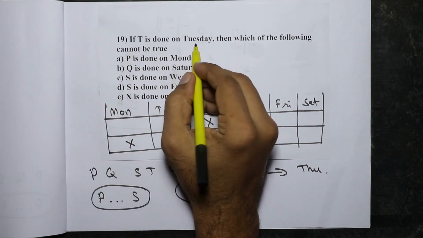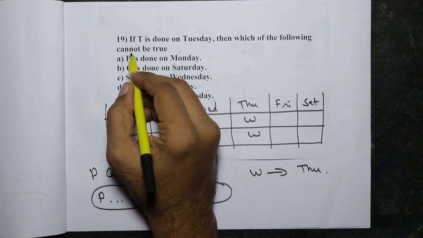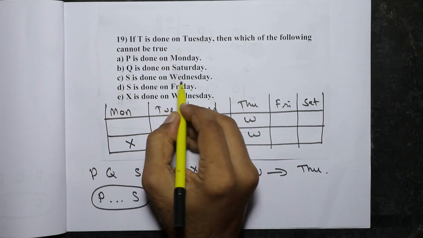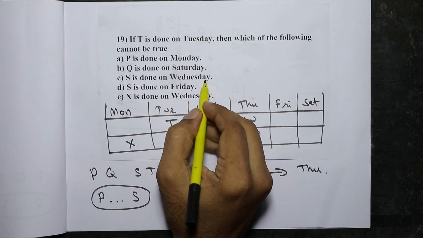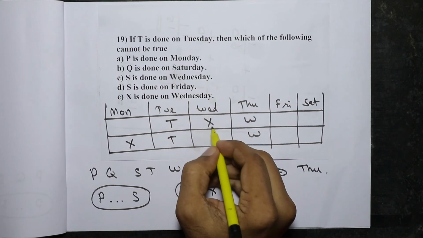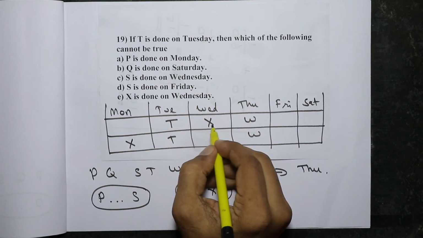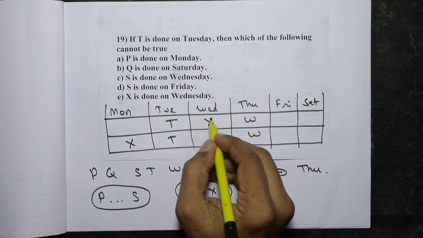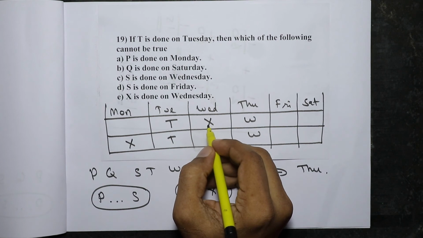So if T is done on Tuesday, then which of the following cannot be true? Now look at option C. S is done on Wednesday. We will see if that is possible. Here X is done on Wednesday. So in this arrangement, obviously S cannot be done on Wednesday because Wednesday is already occupied.